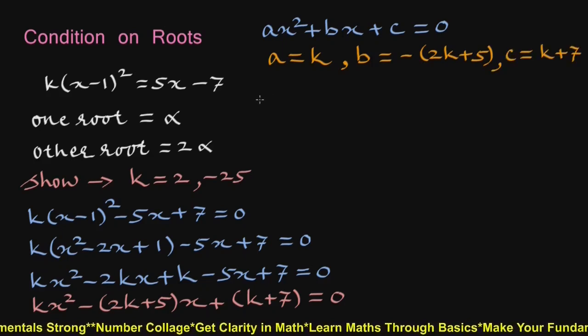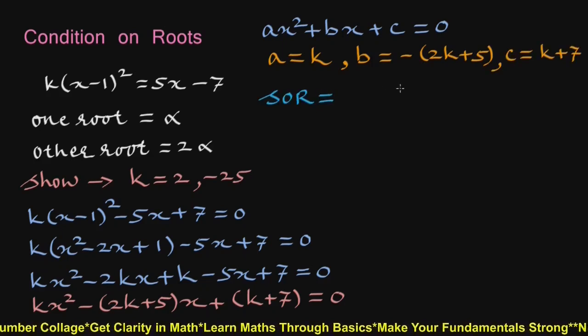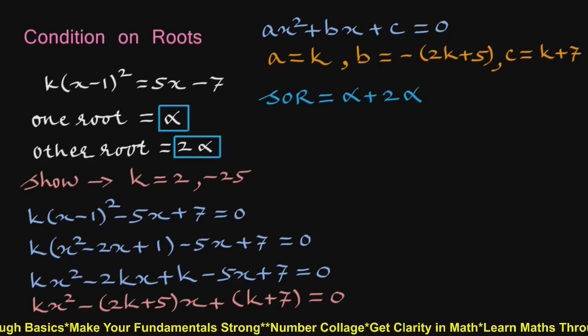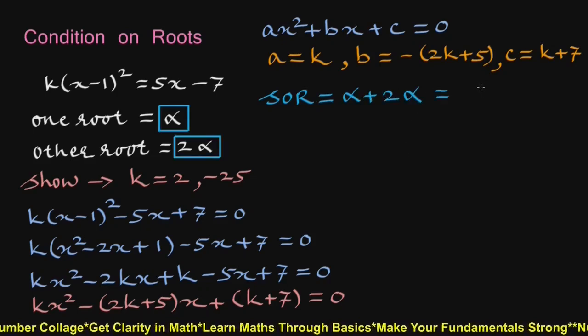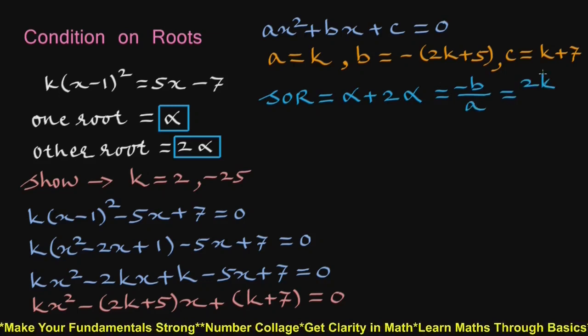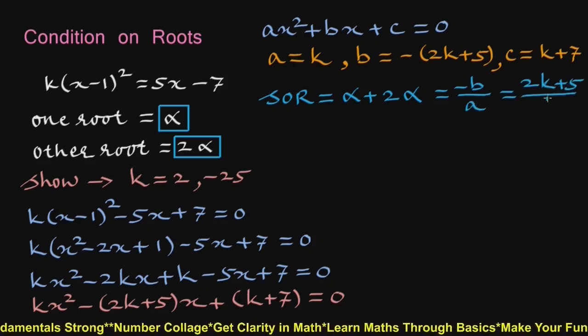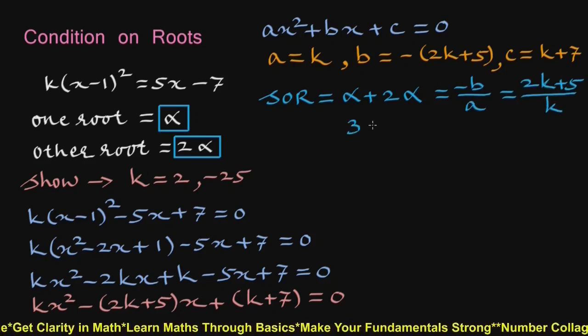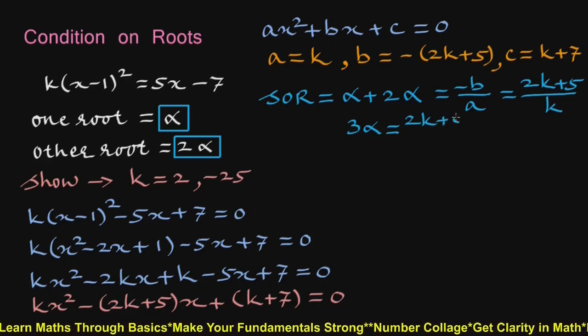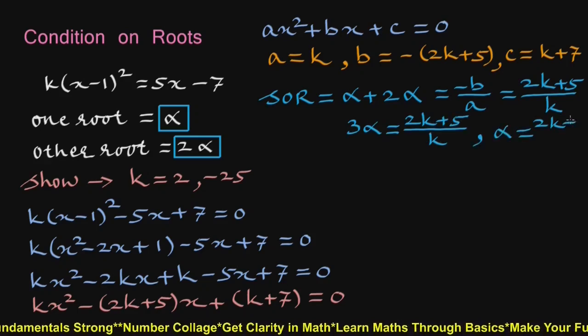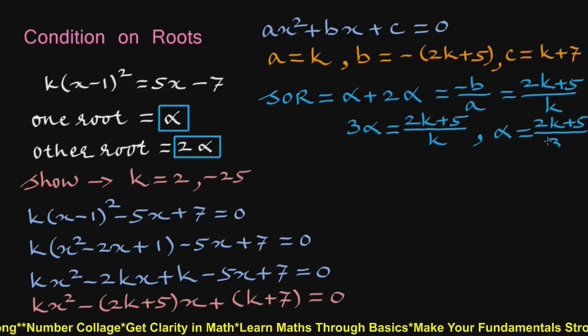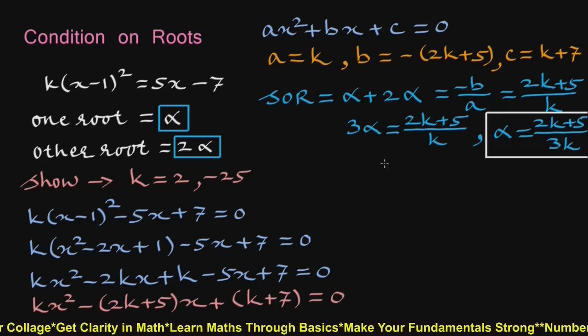Now the sum of the two roots, SOR, will be alpha plus 2 alpha, which is minus b upon a, that is (2k plus 5) upon k. So 3 alpha will be (2k plus 5) upon k. Alpha will be (2k plus 5) upon 3k. This will be the first root.